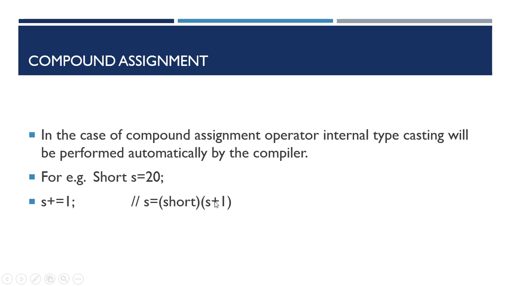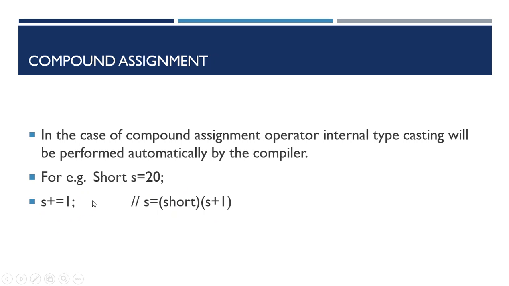As we know, friend, whenever we perform an arithmetic operation between any two variables, our compiler promotes our expression to the larger data type. See here, one is integral type, so our expression is going to be converted to integer. Now, friend, I want to assign this integer value to short, so I need to typecast it. If I am doing this manually, I need to typecast it.